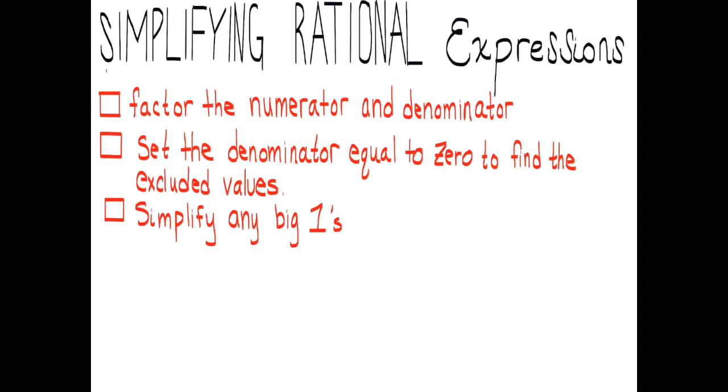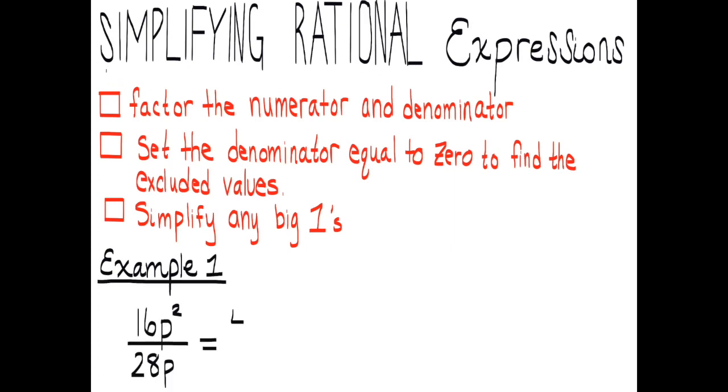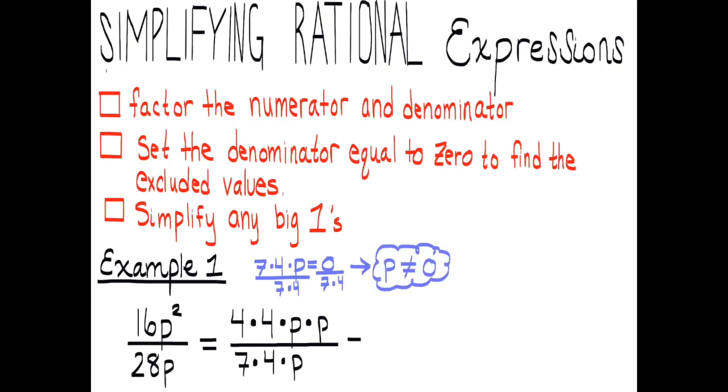The first example, we have 16p squared over 28p. So first we want to factor. So we rewrote 16 as 4 times 4 and p times p over 7 times 4 times p. Now, before we start crossing out any big ones, let's go ahead and set the denominator equal to 0. So if we set 7 times 4 times p equal to 0, we can divide by 7 times 4, or 28, and we get 0, which means that our p cannot equal 0.